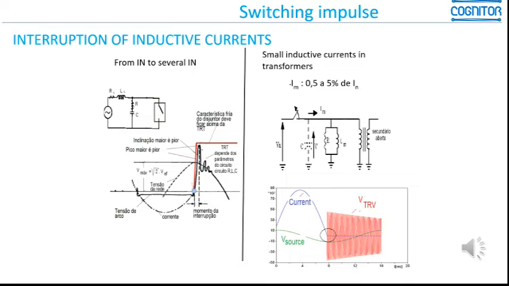cause some problems, can cause the failure of the circuit breaker, or can cause discharge near the region where the circuit breaker is installed. Each case is one case for this. And here we only want to show the classical case, which is the interruption of inductive currents.